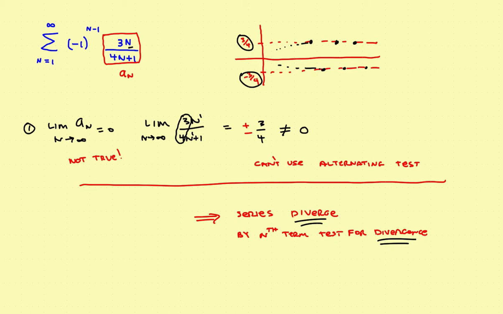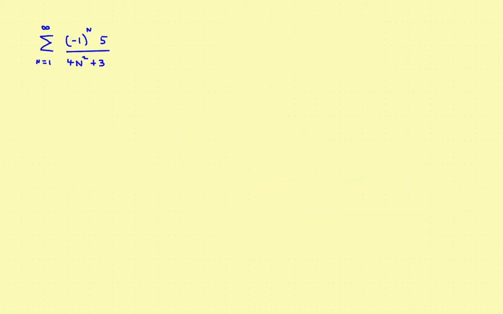Okay, let's try a couple more. Okay, now in this one, it's going to be a little bit different. We'll run through the same things again. My first step again is to rewrite this as the summation as n equals 1 to infinity. And I'll leave the -1 switch over here to the side, and I'll rewrite this as 5 over 4n squared plus 3. Now again, this is the sequence.